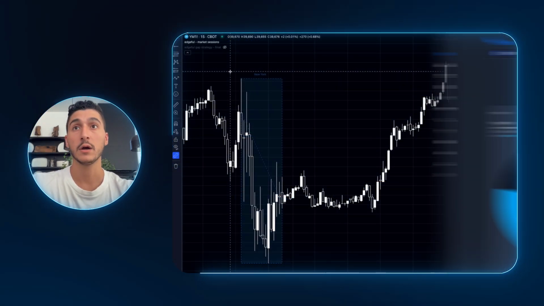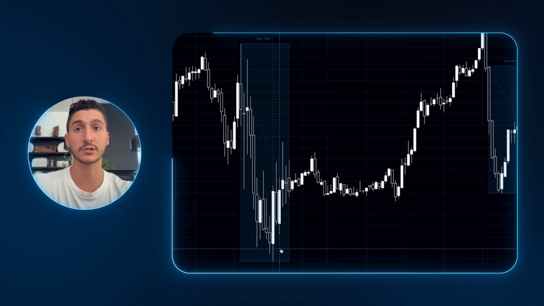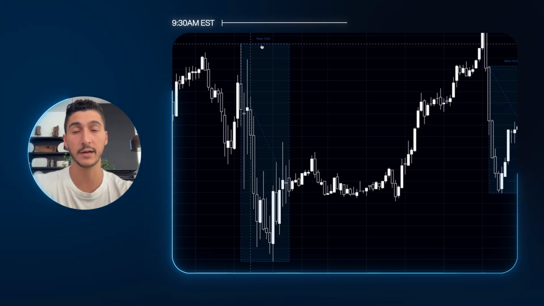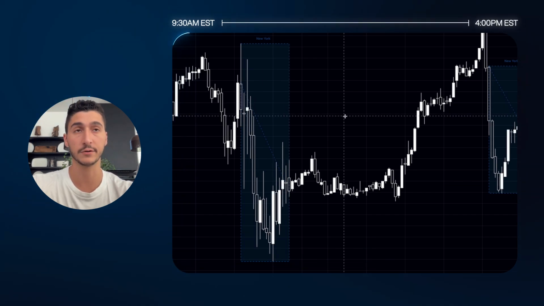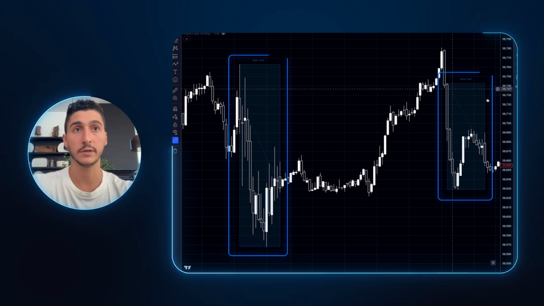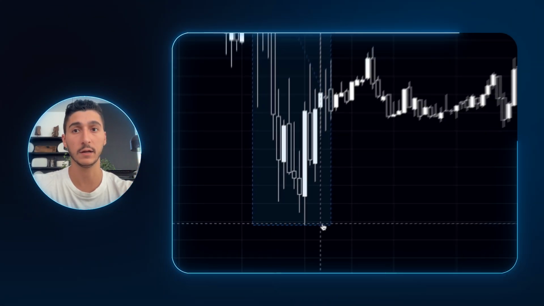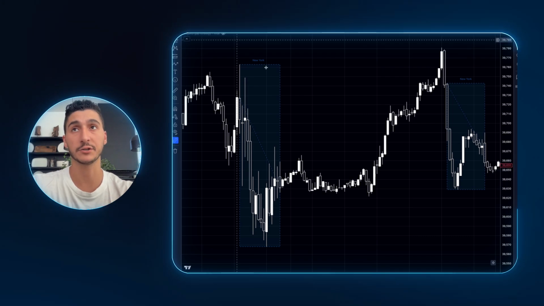Right here, we're looking at the New York session, which means that we are looking exclusively at the data from 9:30 a.m. Eastern to 4 p.m. Eastern. We have a TradingView indicator, which shows you each of these boxes, shows you the open, close, high, and low. It's called the market sessions indicator.